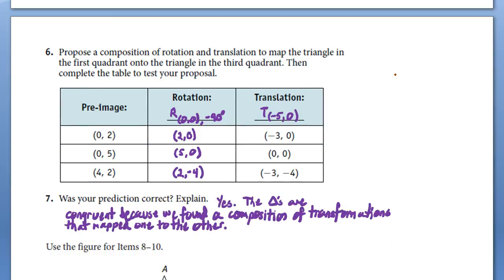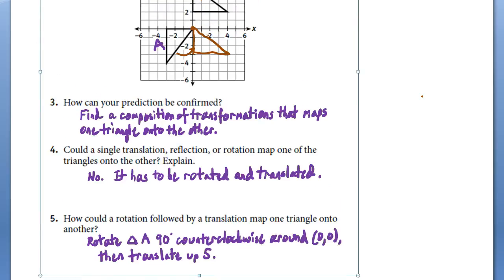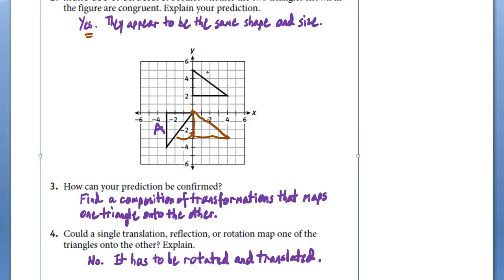Number 6, propose a composition of a rotation and translation to map the triangle in the first quadrant onto the triangle in the third quadrant. So kind of the reverse of what we just did. This time we're going to think of this as the first triangle. How could we map it to this triangle? We're going to rotate it first around the origin, turn, turn, turn, turn, we could get it to land here.